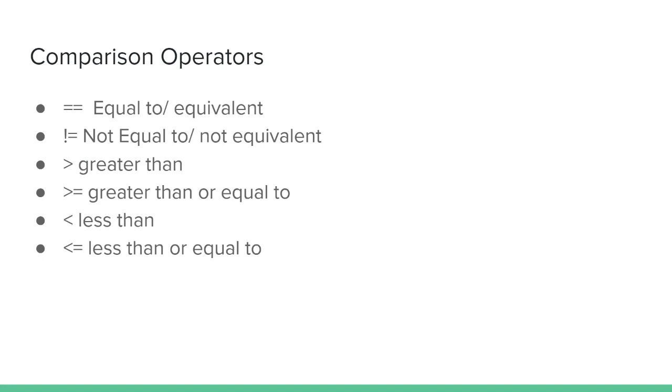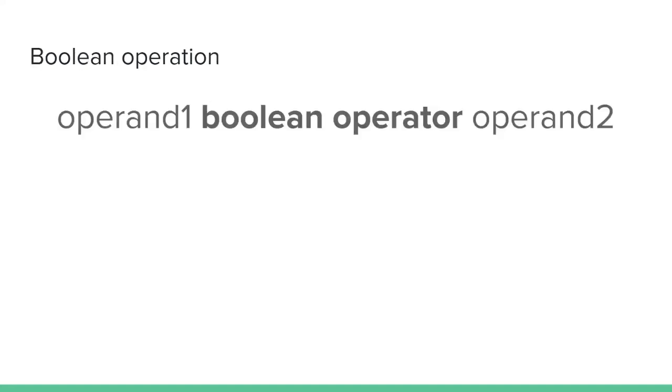We have comparison operators, and from mathematics, if you remember, we have greater than, greater than or equal to, less than, or less than or equal to. The new ones here are the first one, equals to, where you have two equal signs, and the second one, an exclamation mark and equals, which checks if this is not equal to. So how do you do a Boolean operation? You have one operand, a Boolean operator, and another operand. We will show you this in Visual Studio Code.